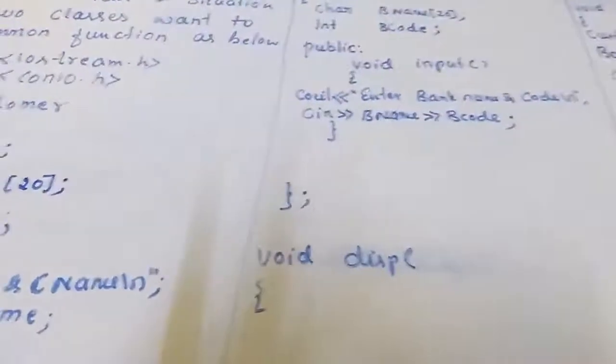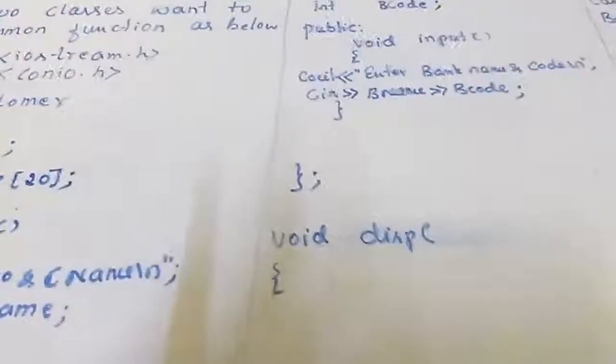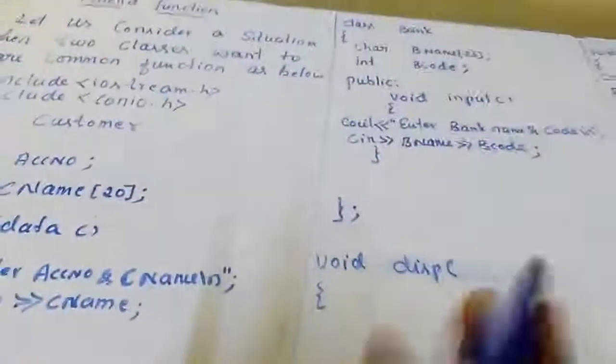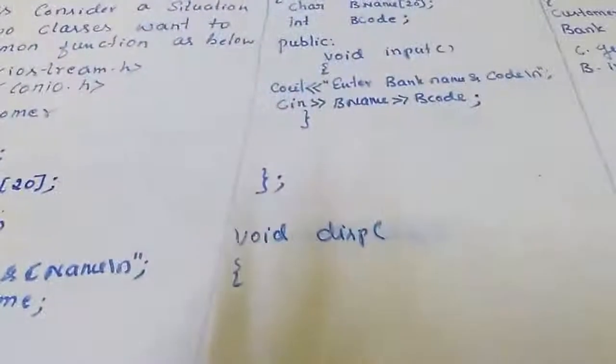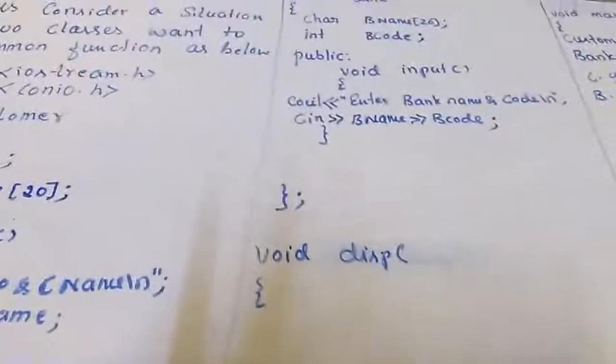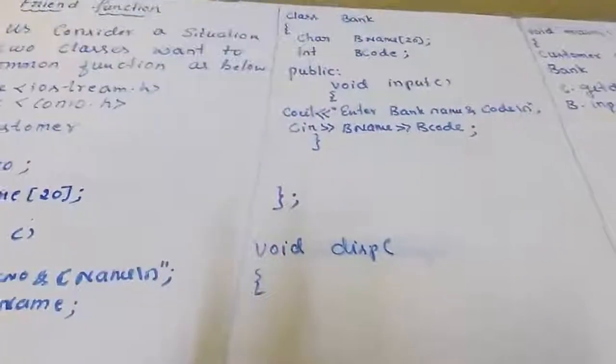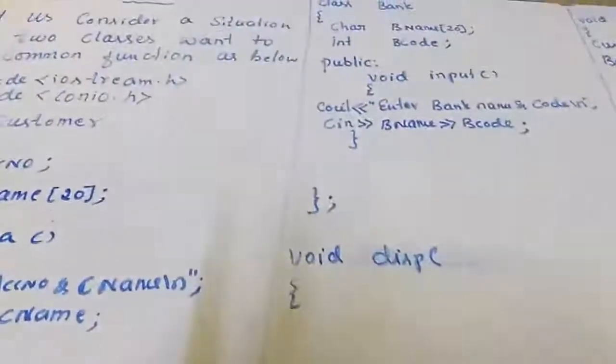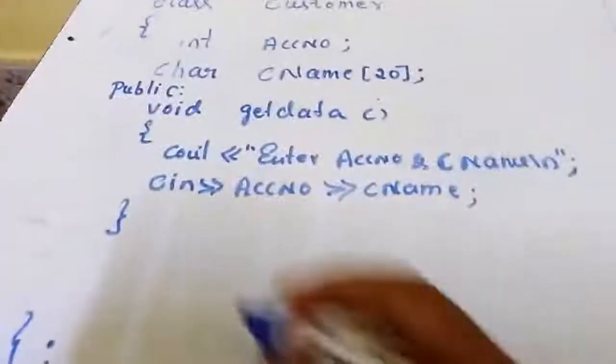Then in order to give rights to a non-member function to access private data, first we have to make that function a friend to those classes. Are you understanding? First it has to become a friend. Later it can access private data. How to make a function a friend to another class? See here, we have to declare that function like this.